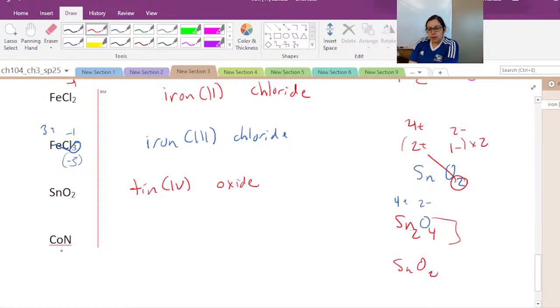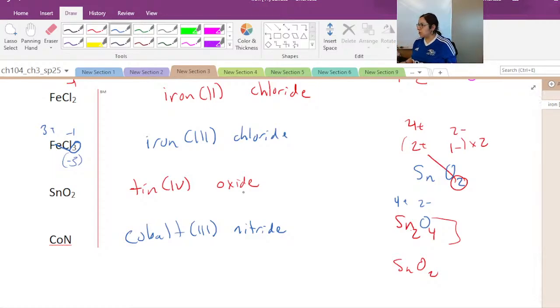All right, what do we get for the last one then? CoN? Good. Cobalt 3 nitride. And just a mental note: for some reason the phosphides, nitrides, arsenides tend to confuse people. I guess people forget about it. I don't know what it is, but I've noticed those give people issues.